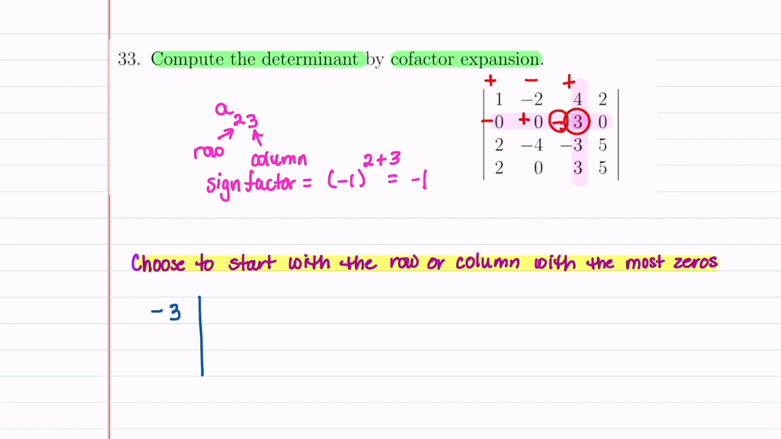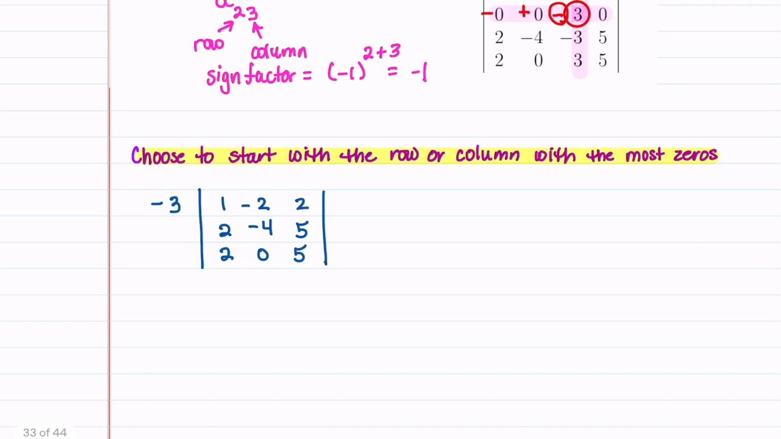and then we're going to cross out the row and column that I've highlighted in pink that are common to our entry 3, and let's write down what's left. We have a 1, a -2, 2, and then we have a 2, a -4, and a 5, and then a 2, a 0, and a 5. Now we're going to start all over again.